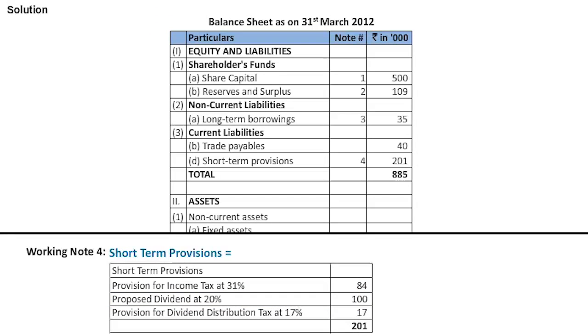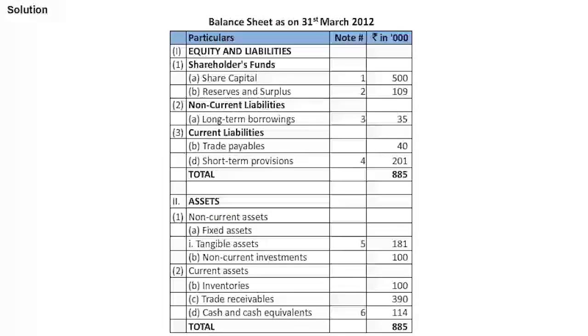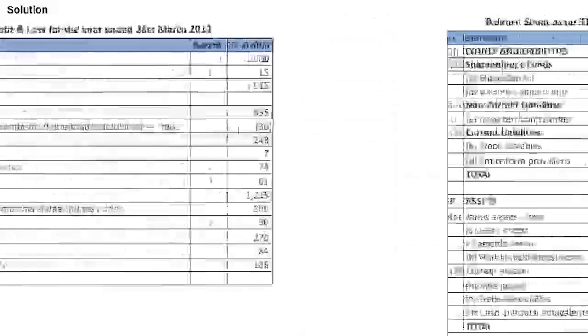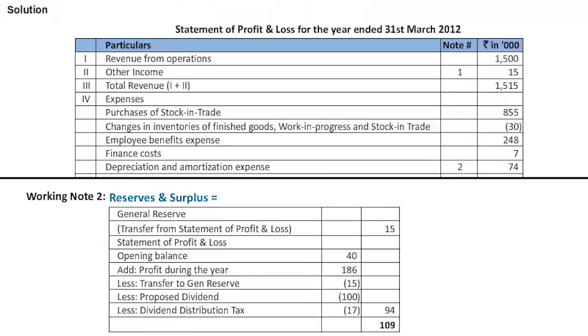Then they have also asked you to make a provision for dividend distribution tax, which is 17. Again, this will be 17% of your dividend amount, which is 100. So 17 rupees in short-term provisions. Obviously, it will be paid from profit, so it is deducted from your profit balance. Now, this is 186, which is the profit that you have made during the year, which we have seen here just now. That will get added to your reserves and surplus, because that is the profit made during the year. So 186 will get added here. Reserves and surplus 186. Correct?